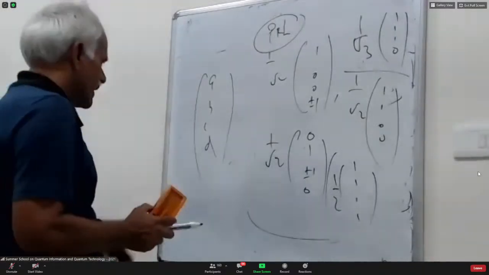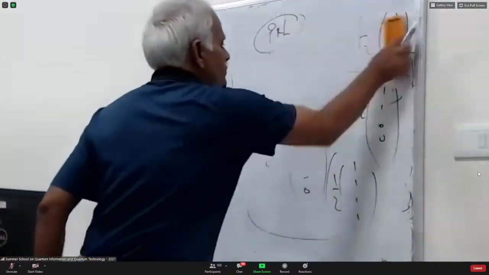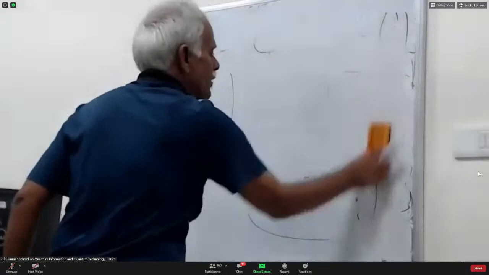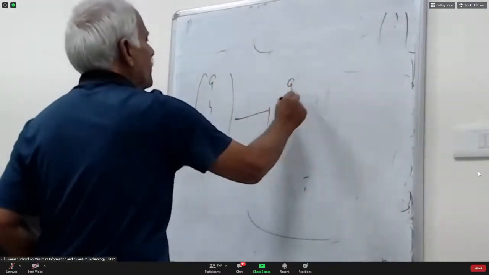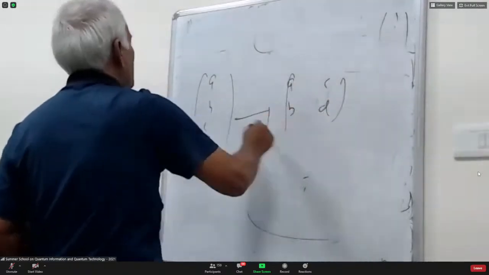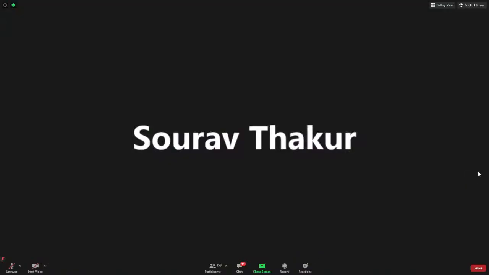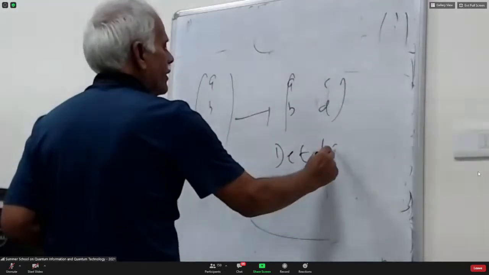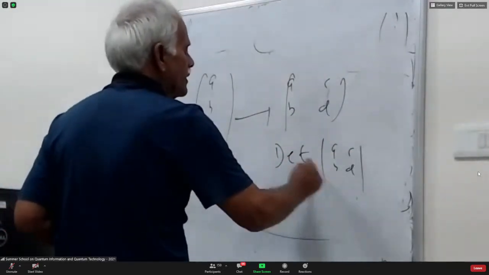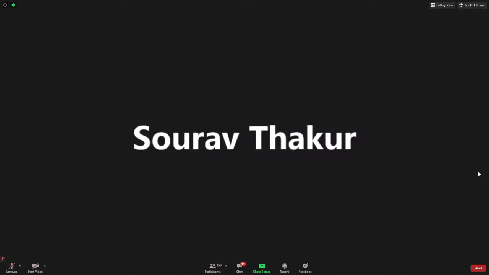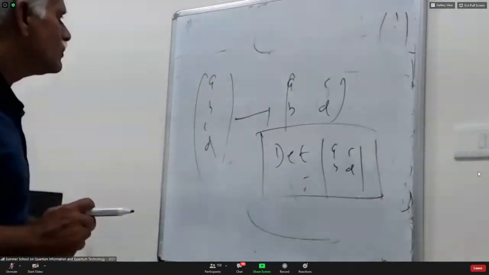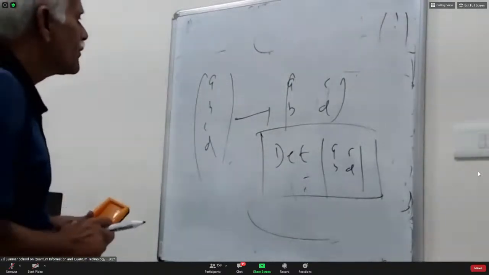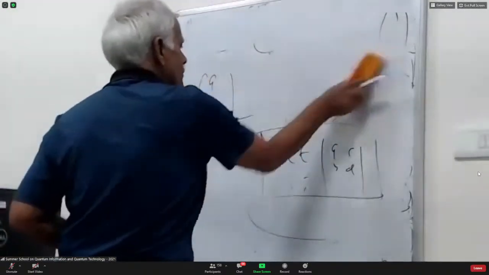Now, if I want to check whether they are entangled or not, his procedure was to make a matrix out of it. The matrix will be A, B, C, D. His claim was that the determinant of A, B, C, D, if you take the magnitude, will tell you how much entanglement is there or not there. So it is surprising. Let us check, is it really true?